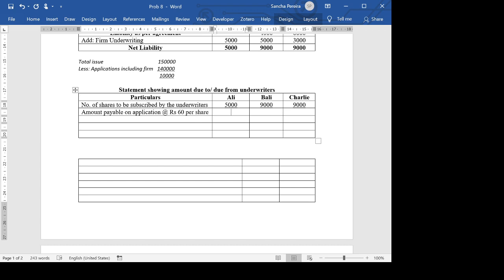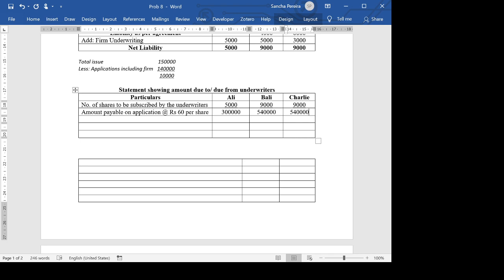So if I multiply 60 with this, it will come to 3 lakhs here. Here it will be 5 lakh 40,000, and this will be again 5 lakhs 40,000. So 5 lakh 40,000, 5 lakh 40,000 and 3 lakhs.